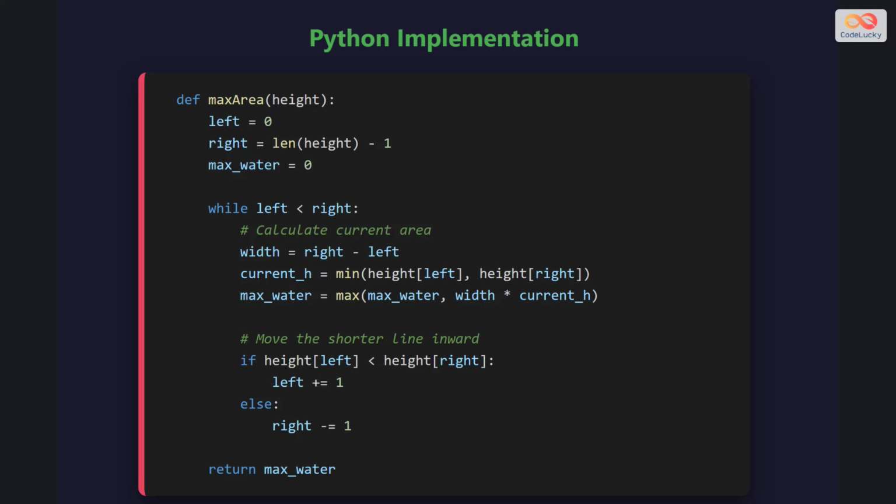Here is how this looks in code. We initialize our pointers and a variable for maximum water. We use a while loop that runs as long as the left pointer is less than the right. Inside, we calculate the area, update our maximum, and then move the shorter pointer inward.